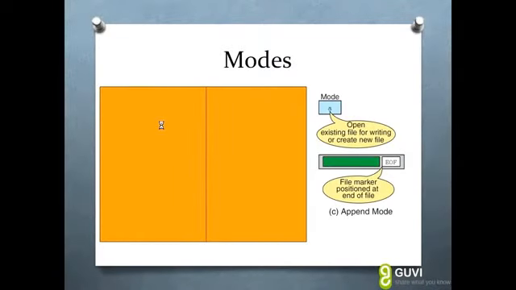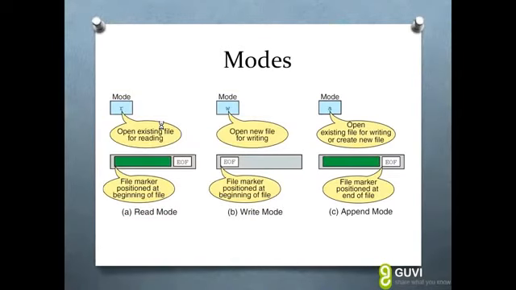The next mode is the append mode. Append mode is the one which opens the file for writing and sets the file pointer to the last location, so that you will be writing without having any hassle of overwriting. These are the 3 modes.